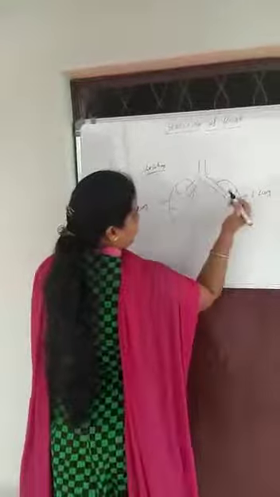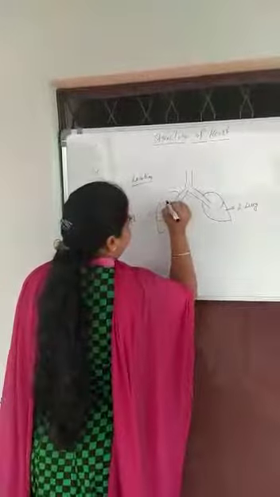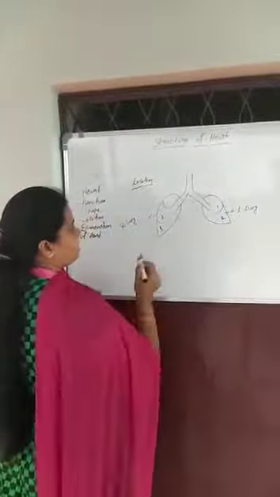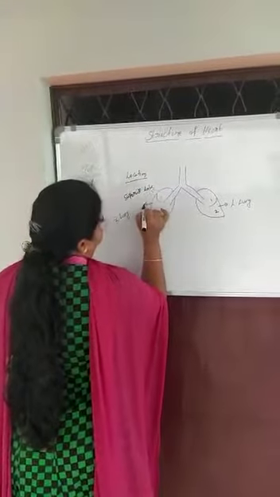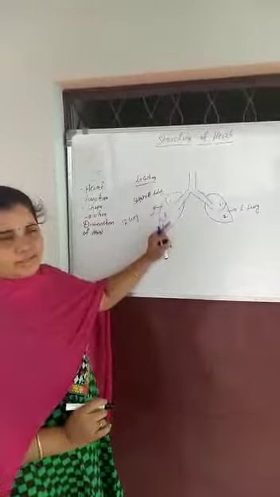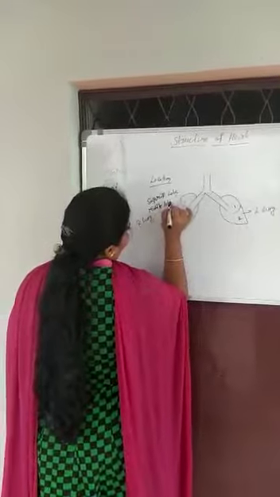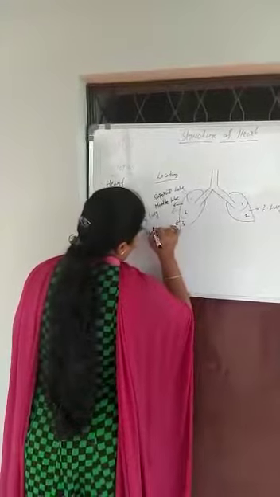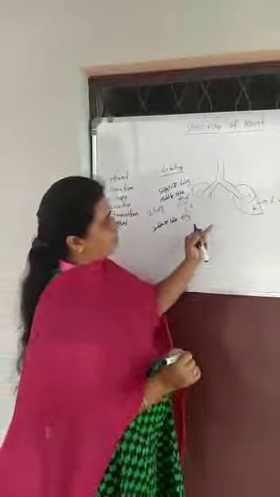Why is the right lung larger than the left lung? Because of the size variation. The right lung has 3 lobes and the left lung has 2 lobes. The first lobe we call the superior lobe, the second lobe the middle lobe, and the third lobe the inferior lobe.